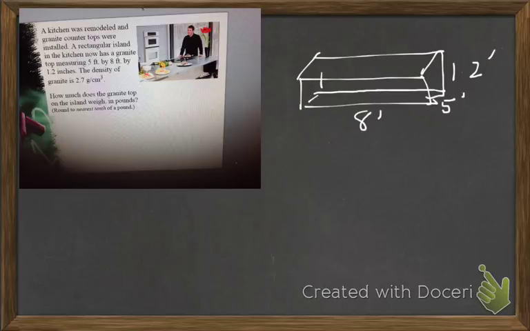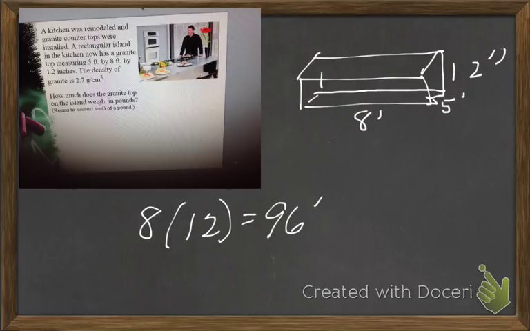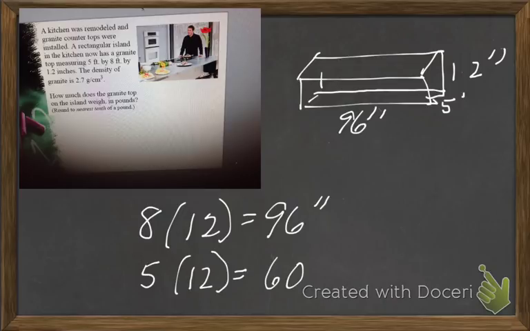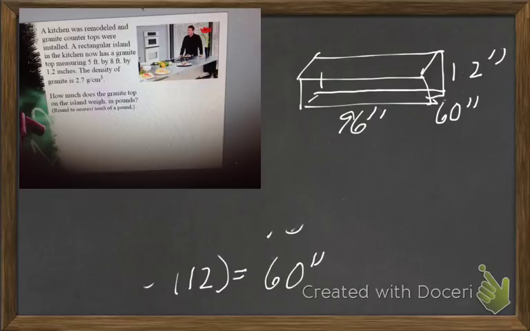So the first thing you have to do is convert everything to inches. So 8 feet converted to inches, you would multiply that by 12 and you would get 96 inches. So I'm going to change this to 96 inches. And 5 feet, you multiply by 12 to get 60 inches. Okay, so that's the first thing, that we have to make sure that everything is in the correct units. Okay, let's go on to the next thing.